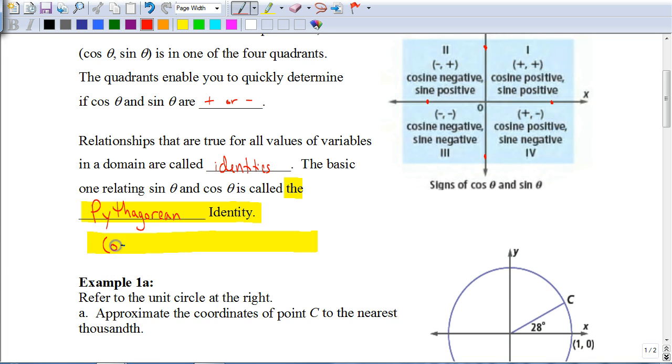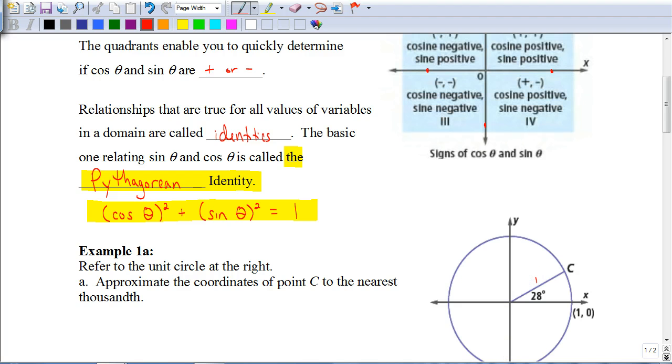It's the square of the cosine of an angle plus the square of the sine of an angle is always going to equal 1. Because if you think about it, a squared plus b squared equals c squared. Well, when we were talking about the unit circle, remember the hypotenuse is always going to be 1 because this is a unit circle. So the radius of the circle is always going to be 1. So the cosine squared, the x squared, plus the y squared, the sine squared, is always going to equal 1.